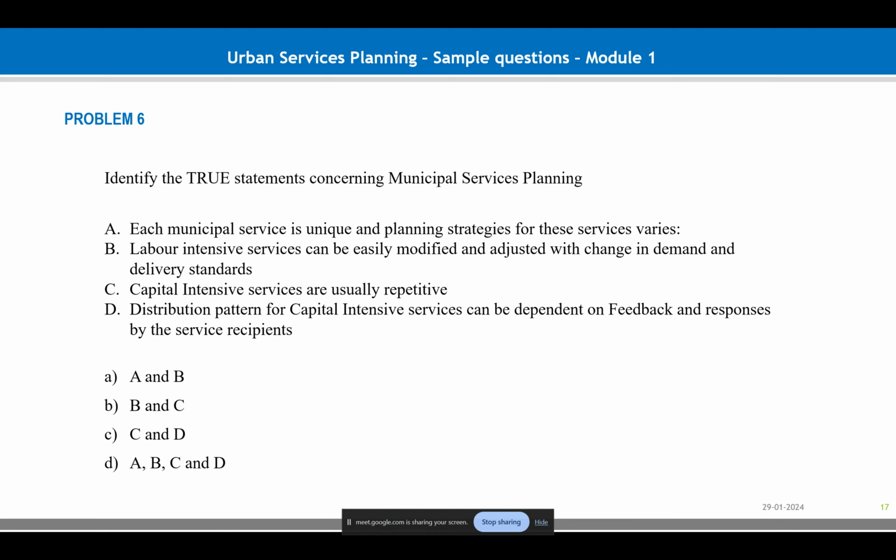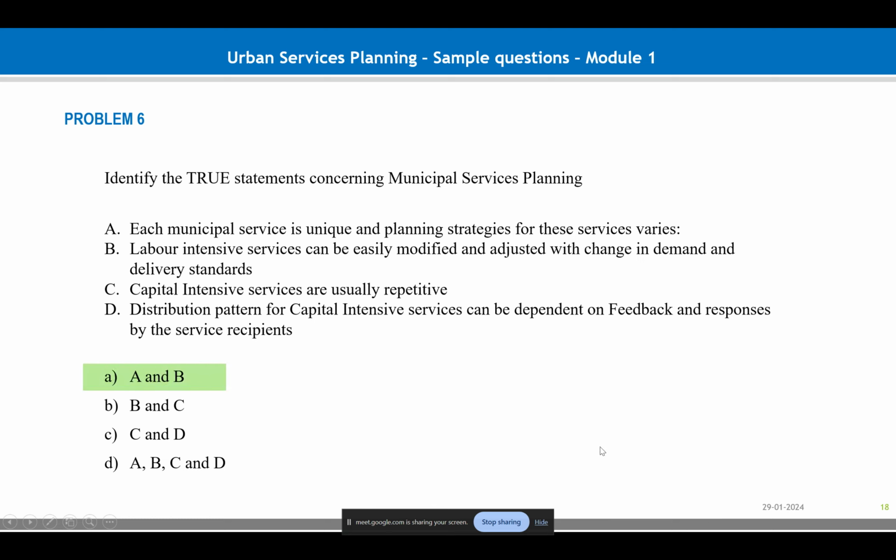So yes, people are involved in both capital intensive and labor intensive services. But the change based on the response is not possible in a capital intensive one. Maybe after 20 years it's possible, but not immediately, which is possible in a labor intensive one. So with that, the answer to this is option A.